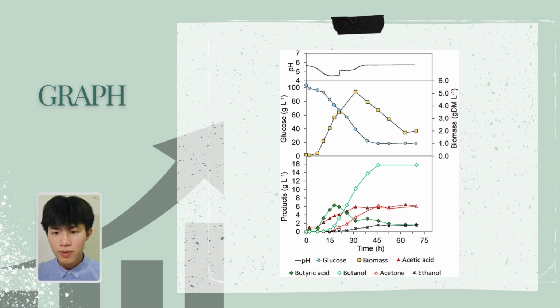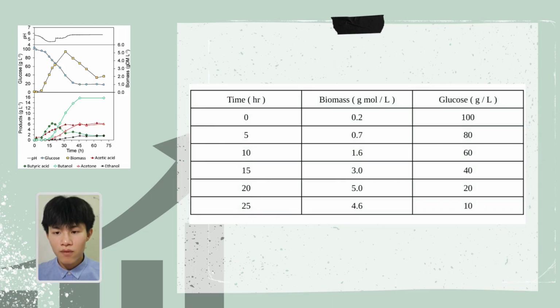For the calculation of specific growth rate mu, we need to tabulate the data from the graph into table form to make our calculation process easier. This is the data we obtain after tabulation.